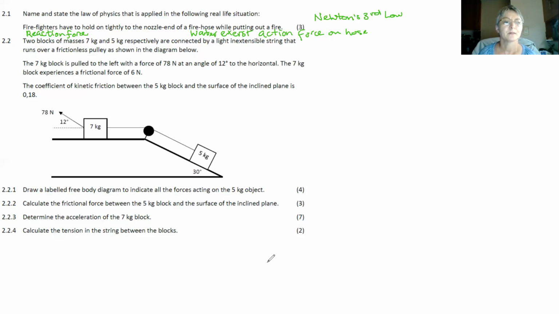The second question has two blocks. A 7 kg and a 5 kg block, respectively, are connected by a light inextensible string that runs over a frictionless pulley, as shown in the diagram. The 7 kg block is pulled to the left by a force of 78 newtons. So this is F applied at an angle of 12 degrees to the horizontal. The 7 kg block experiences a frictional force of 6 newtons.